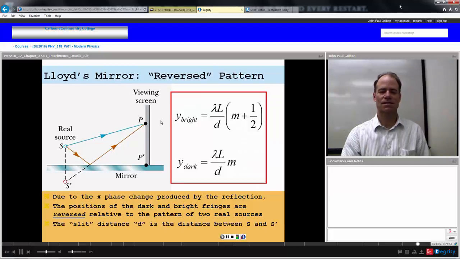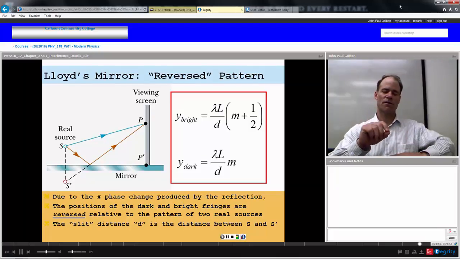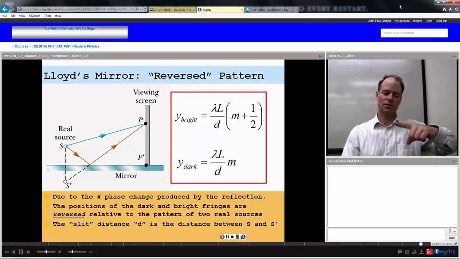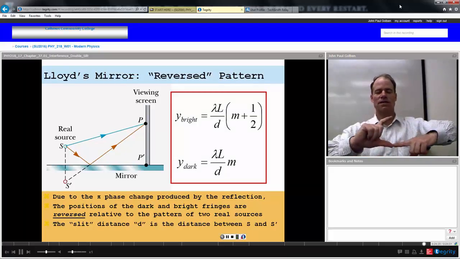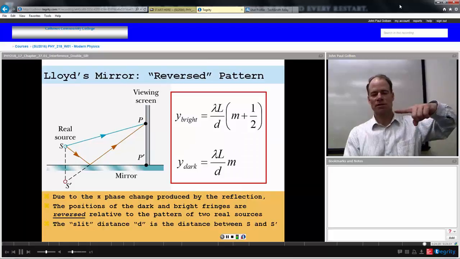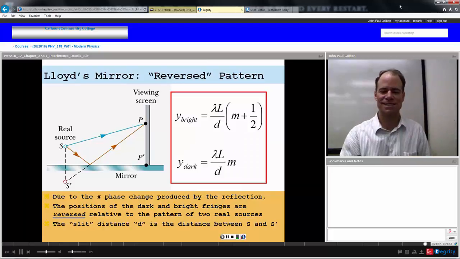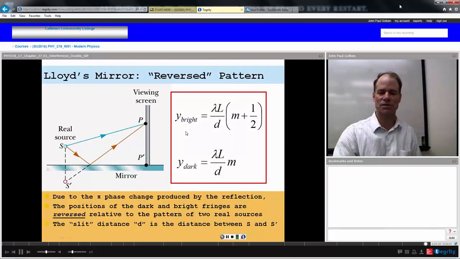The slit distance d is the distance between our real source and our image source. So if you knew how far the real source was above the mirror, you would multiply that by 2 in order to get your slit distance d. You assume that the image is as far behind the mirror as the real source is above it. So take that distance above the mirror, multiply it by 2, and get your slit distance d between the sources to use in these equations.